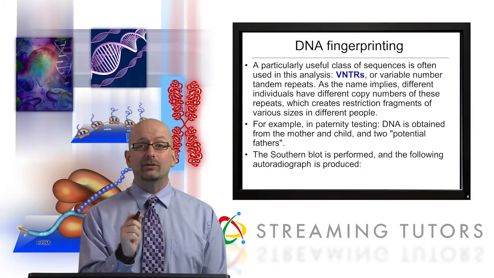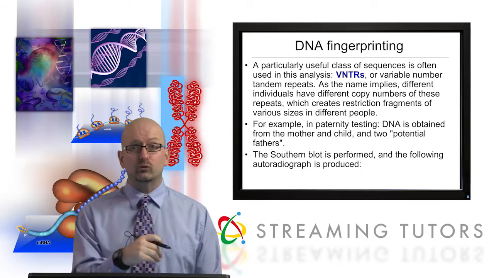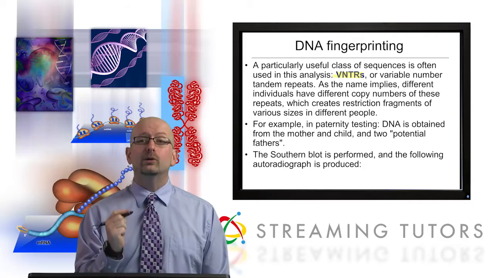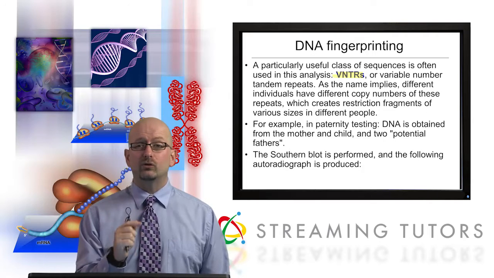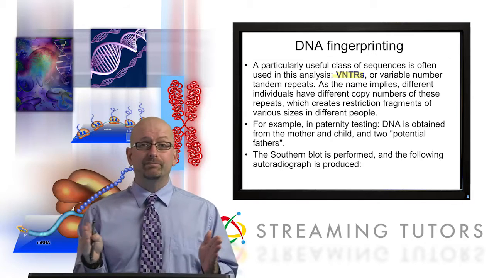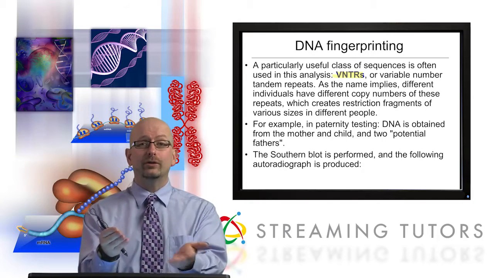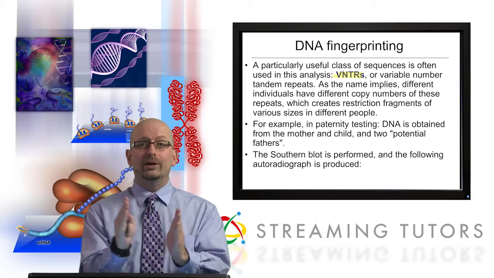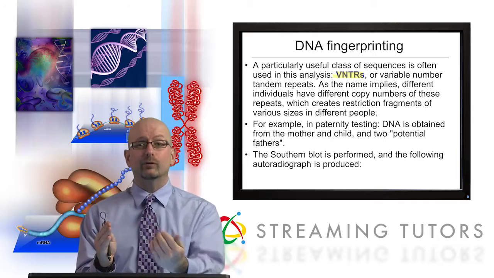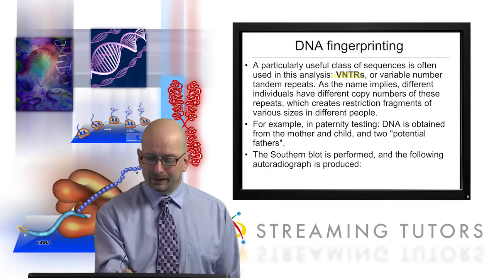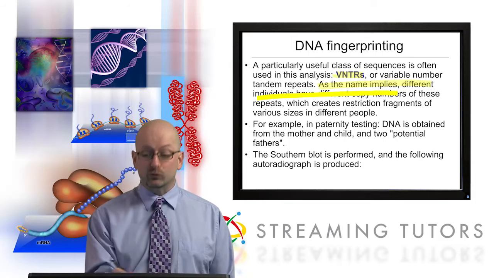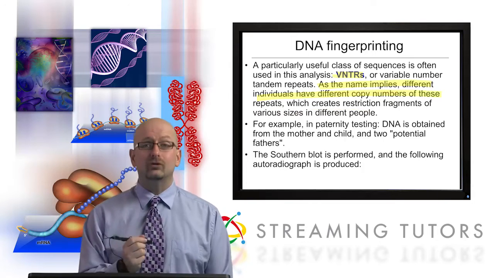There are sequences, and I was just referring to them. They're called VNTRs, variable number tandem repeats. These are spots in the genome which, for whatever reason, I could have 10 repeats, you could have 30, someone else could have 90. When we cut with certain enzymes, they're going to reveal different length fragments for different people. So the name implies different people have different copy numbers, and that creates restriction fragments of different sizes.